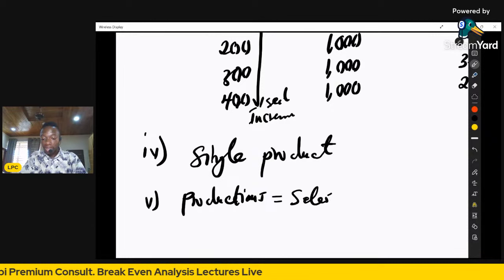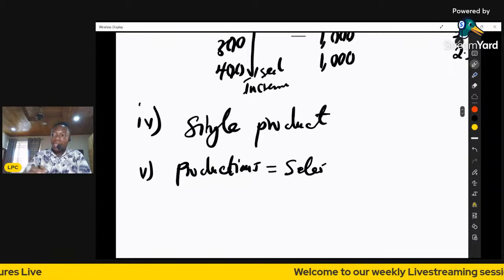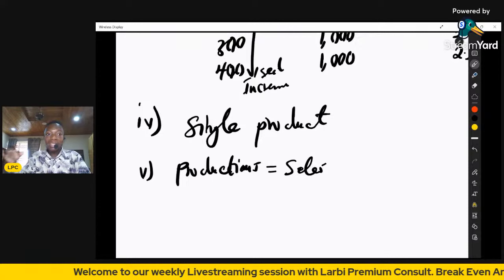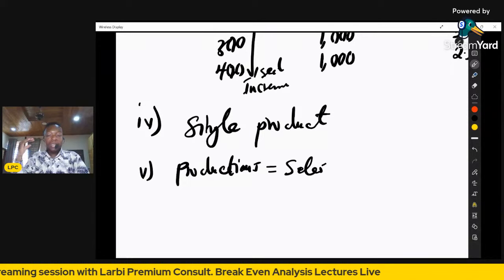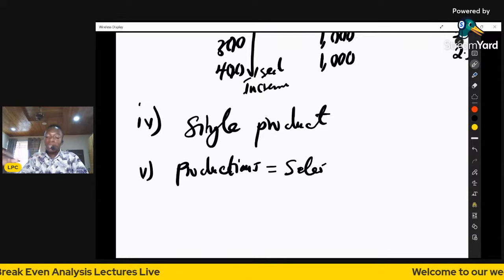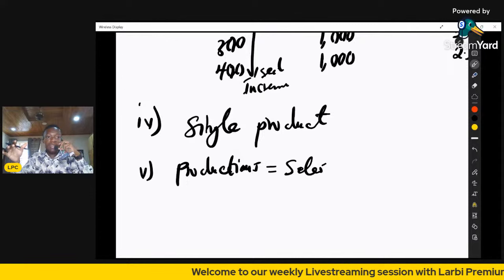And then also in break-even analysis, the unit selling price is constant, right? As and when output changes, the unit selling price remains the same, the same unit selling price at which we price the product. That's also another assumption that we need to know when it comes to break-even analysis. So generally, that is what we need to understand.